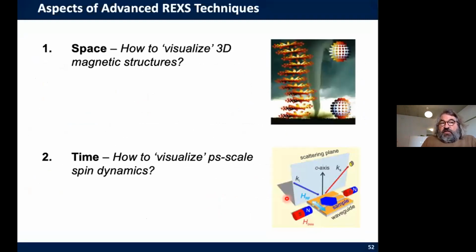So what do advanced REXS techniques have to contribute in order to be useful in this context? Well, first of all, we want more spatial information. We want, in fact, to visualize the magnetic structure in 3D. And also, we would like to have time resolution in the system.